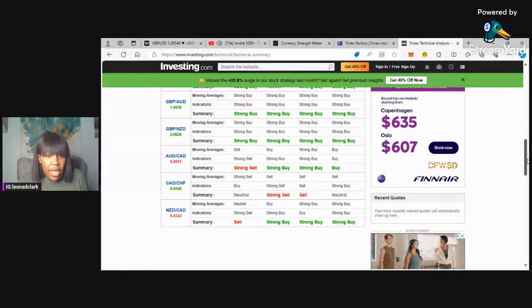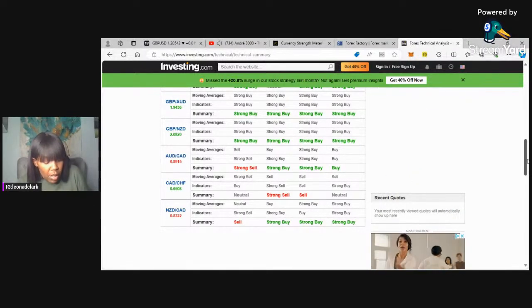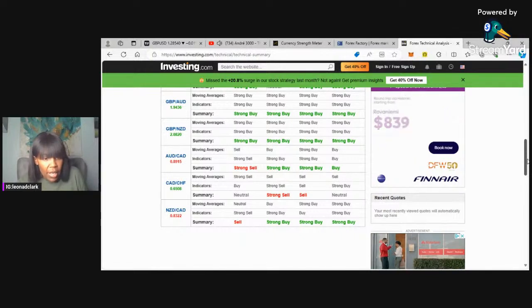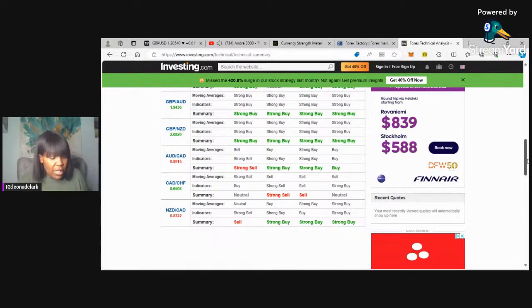And CAD CHF is supposed to be buying. This is all over the place. So note X next to that. And same thing with NZD CAD. It's not selling across the board. So X next to that.